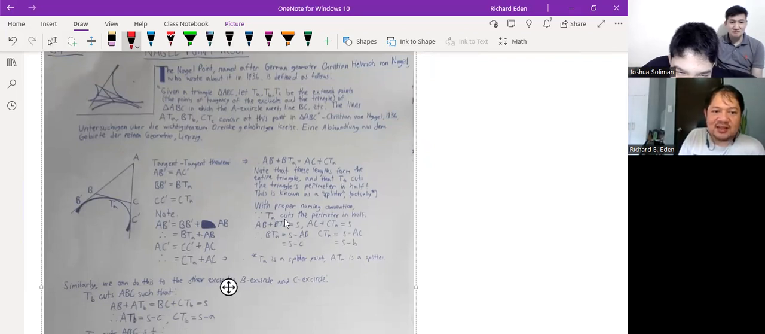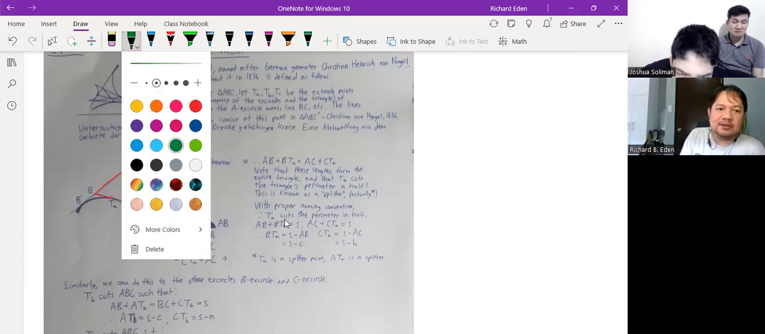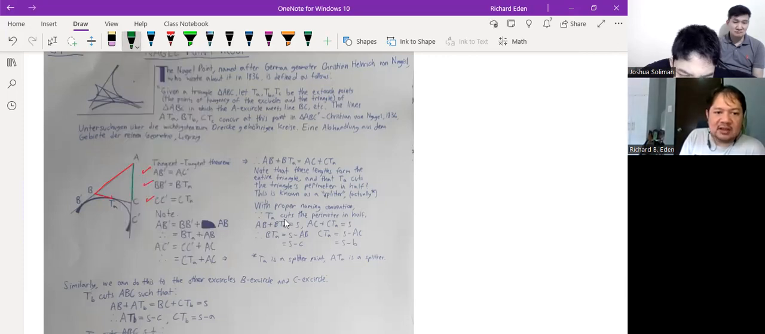Basically, using the tangency relationships, AB prime equals AC prime, but then BB prime equals B T sub A and CC prime equals C T sub A. So that means AB plus B T sub A is going to be equal to AC plus C T sub A. All right, so T sub A is a splitter of the perimeter.